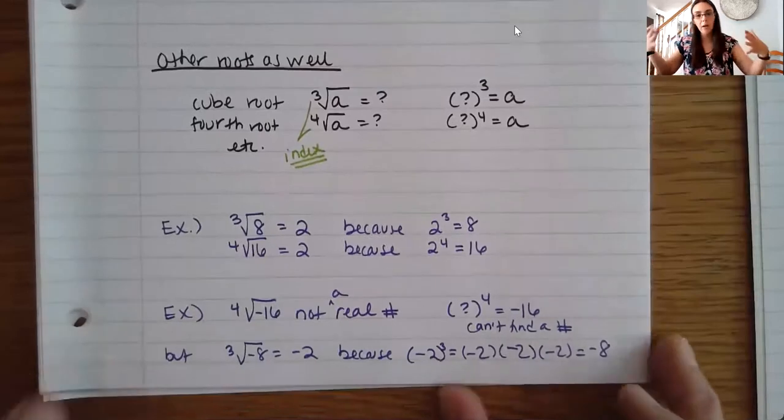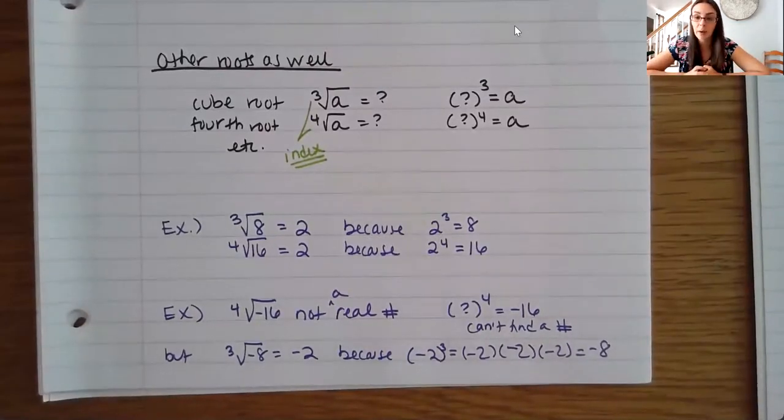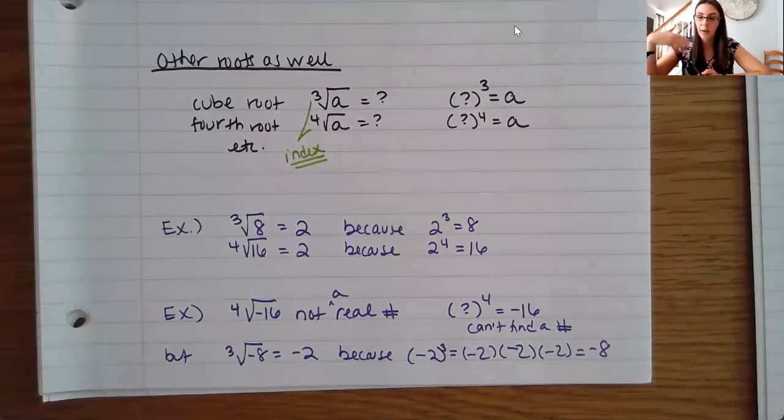So again, as you get higher up, it does get a little bit harder to think about. Negatives are okay for cubes because you can have that extra negative left over when you multiply. They're not okay for fourths because if you multiply something 4 times, all the negatives would cancel.